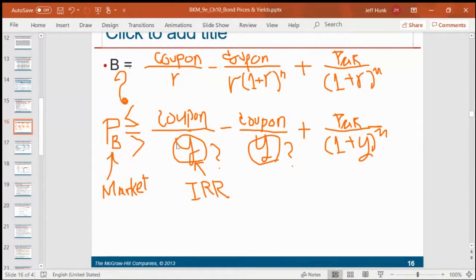So if the discount rate is greater than internal rate of return, right? Then what's going to happen? The right-hand side will be less than the left-hand side, right? On the other hand, if the discount rate is less than the internal rate of return, the right-hand side will be greater than the left-hand side. And therefore, that unique discount rate that makes the right-hand side equal to the left-hand side, in other words, internal rate of return, that is the yield, okay?